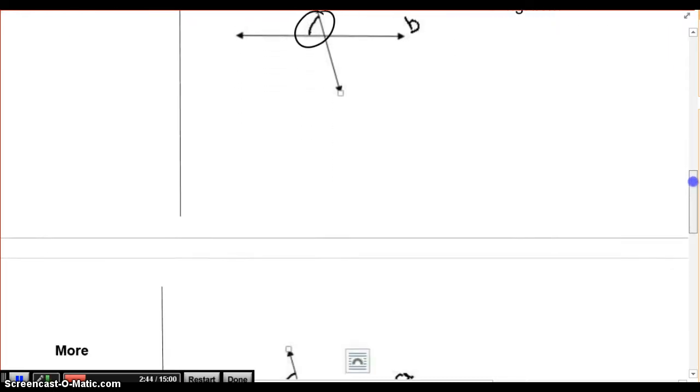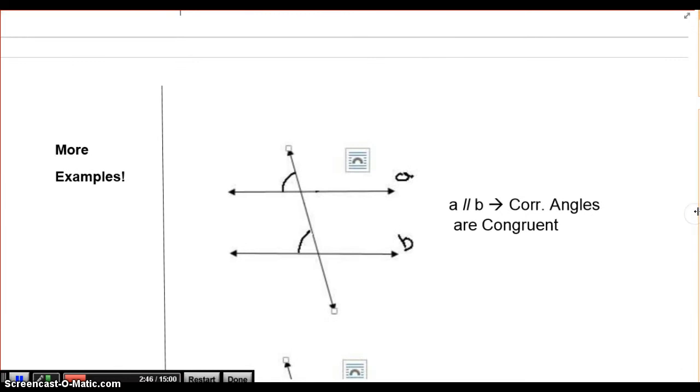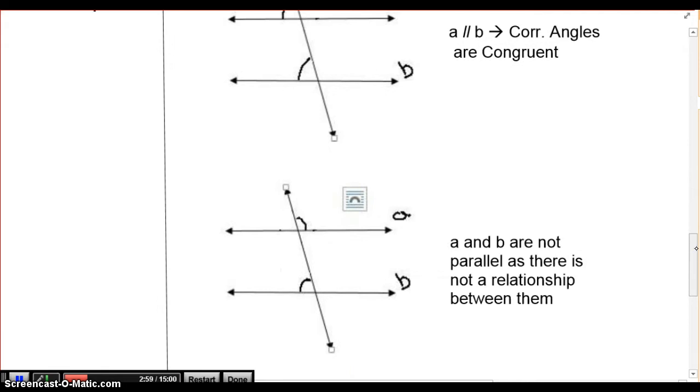Looking down at some more examples. Let's say that we've got corresponding angles here on A and B. This is another example that is going to prove that those two lines are parallel. However, what you see right here is not vertical, and these are not a linear pair. Actually, they really don't have any relationship at all. But these two types of angles are not going to prove that those two lines, meaning A and B, are parallel with each other.